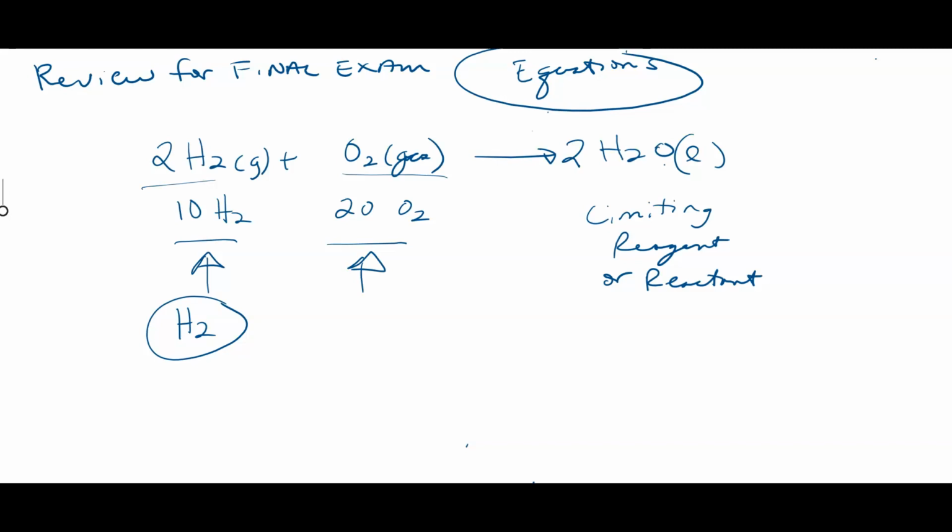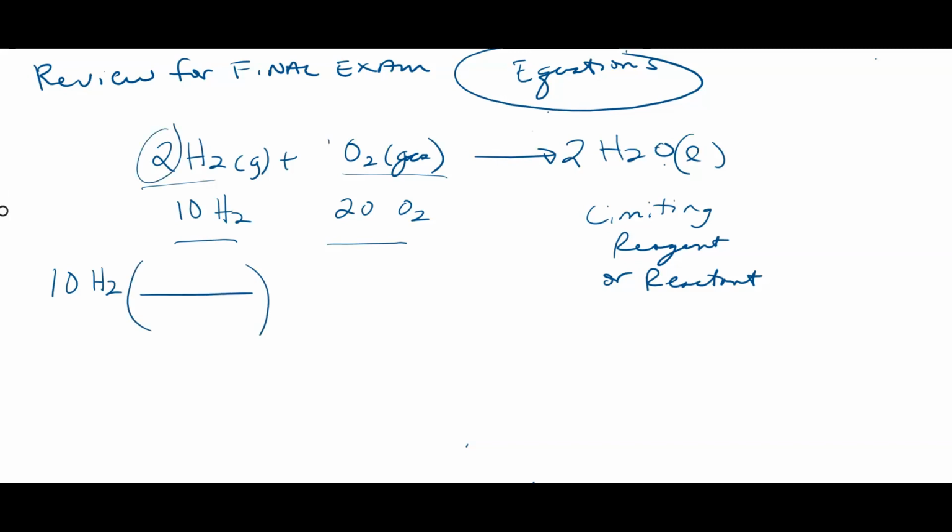You could figure this out mathematically if the numbers aren't so easy like this. So let's try one of those. So I can figure out how much water I can make just given this information. So say they gave me 10 hydrogen molecules, and I want to know how much water I make. I can use the mole ratio of this to figure out how much water I can make. And knowing 2 and 1 and 2, I can figure out how much water I can make.